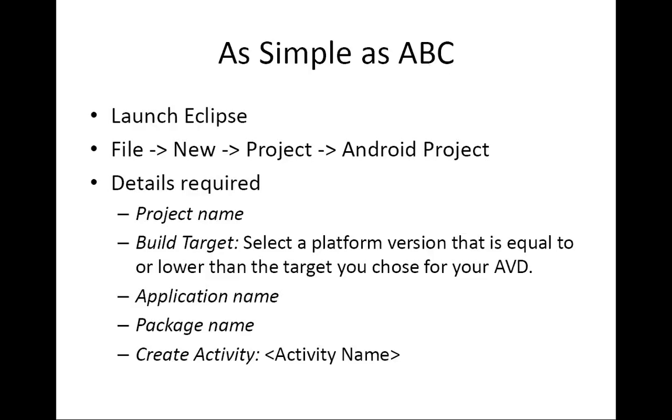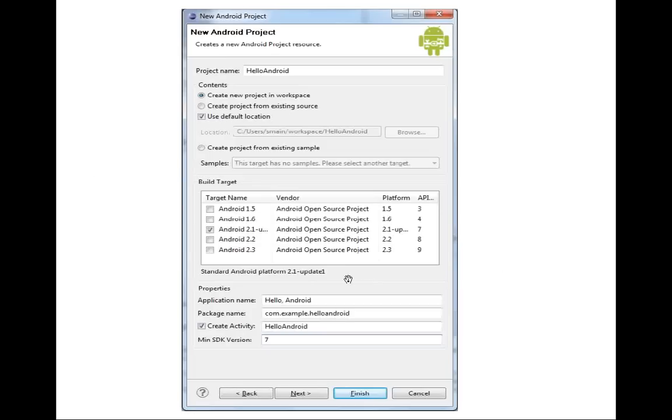This is the platform version that we want to target, and usually it should be equal to or lower than the target we choose for the AVD. The application name, package name that we want to start with, and we need to create an activity. So right now we just need to give an activity name, and as we get into the discussion later, we'll try and explain what activity is, because this term will come up again and again. And this is just a screenshot of what the project creation screen looks like.